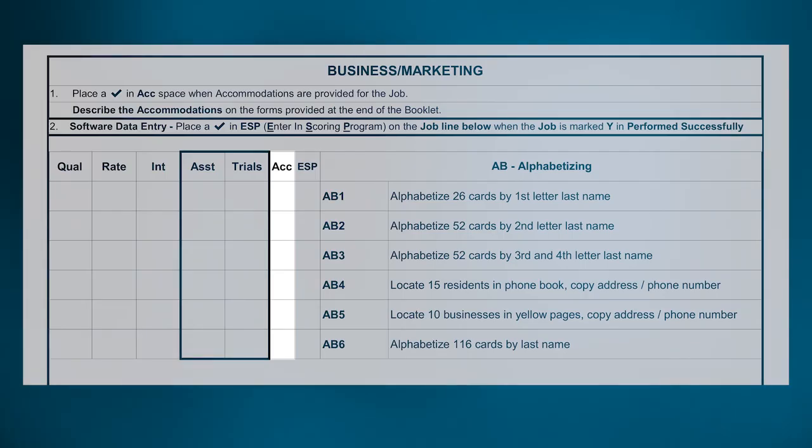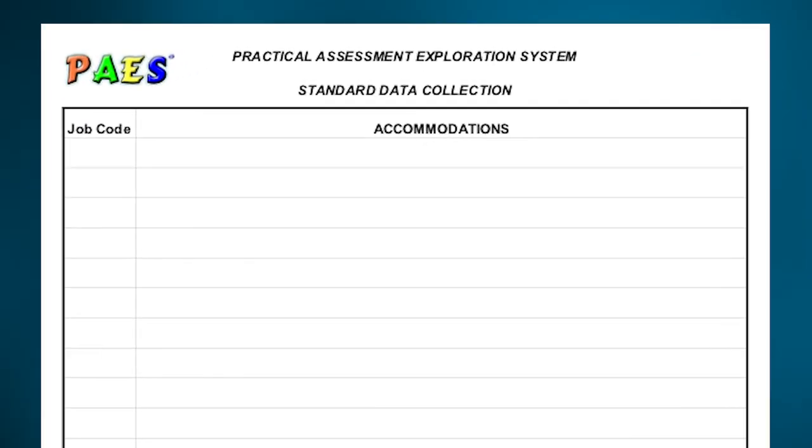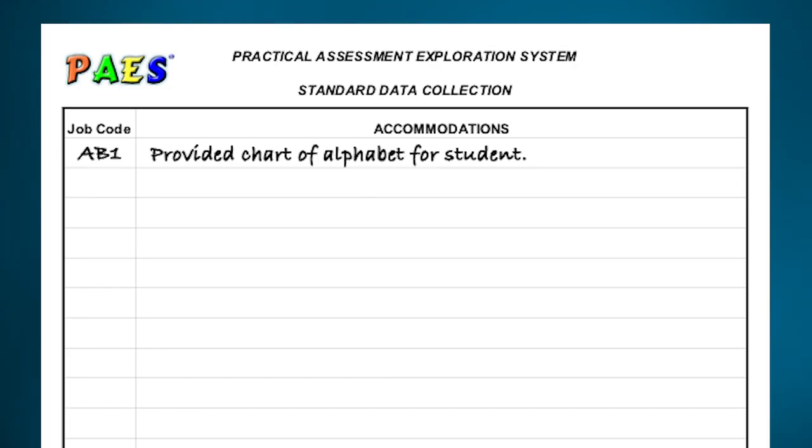If accommodations are given, there is a place to put a check mark in the ACC column. If you provided accommodations, there is an area at the back of the booklet to describe those accommodations. After you check off the ACC column, please describe the accommodations you gave here. Remember, be as brief as possible while including information that might be helpful to a potential employer.